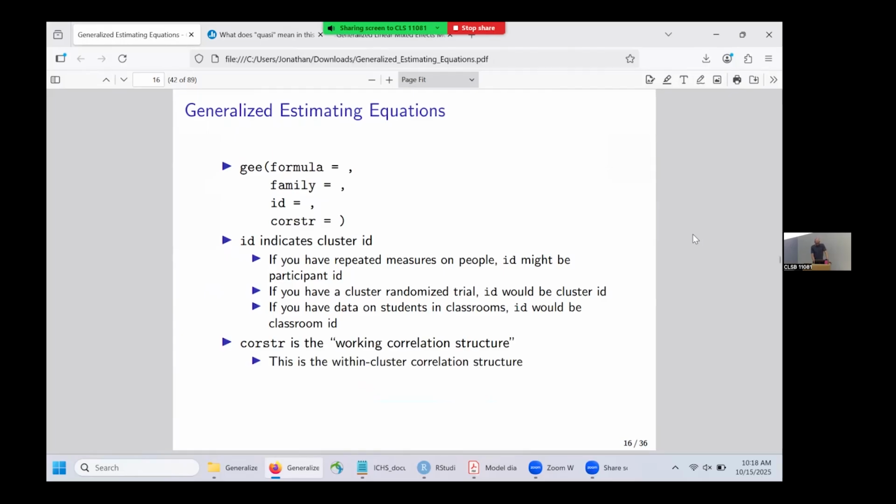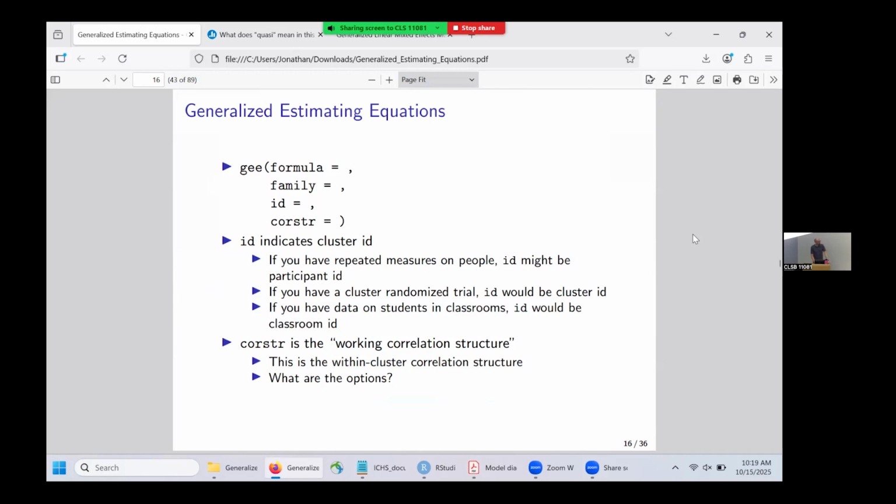And then we have this final parameter, corstr, that stands for correlation structure, or working correlation structure to be more specific. And this is the within-cluster correlation structure. So we're assuming that within each cluster or within each individual, observations will be correlated, usually positively correlated. And so we're going to tell R through this function gee what we think the correlation structure is. And I'm going to go into what our options are and what happens if we're wrong. I'll do that right now.